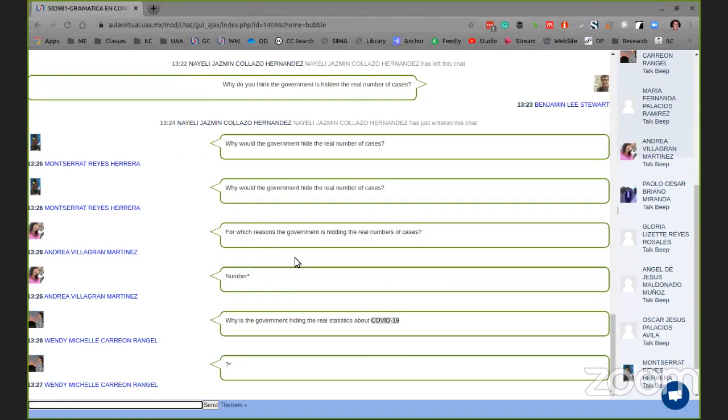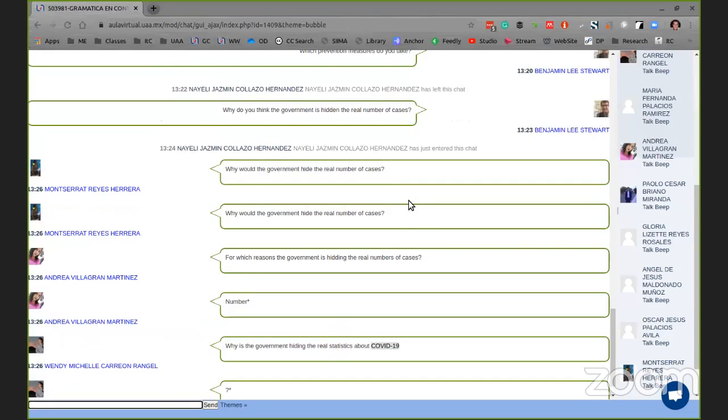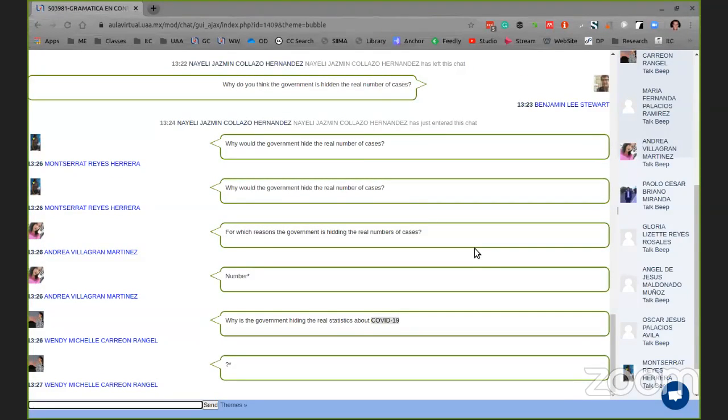Right. And you're correct about the numbers. You want to say the real number of cases. That's correct. Wendy says, why is the government hiding the real statistics about COVID? Correct. With a question mark at the end. Very good. That's right. Anybody else?